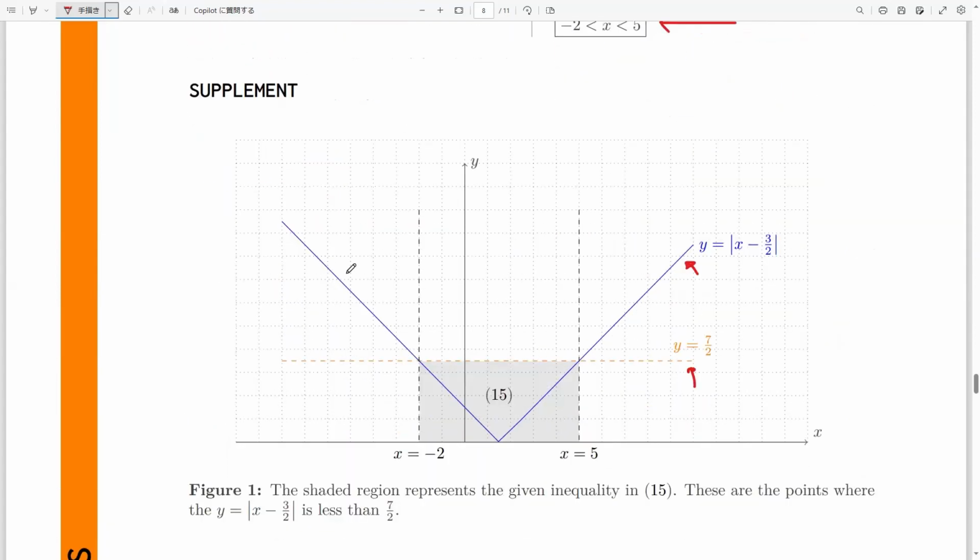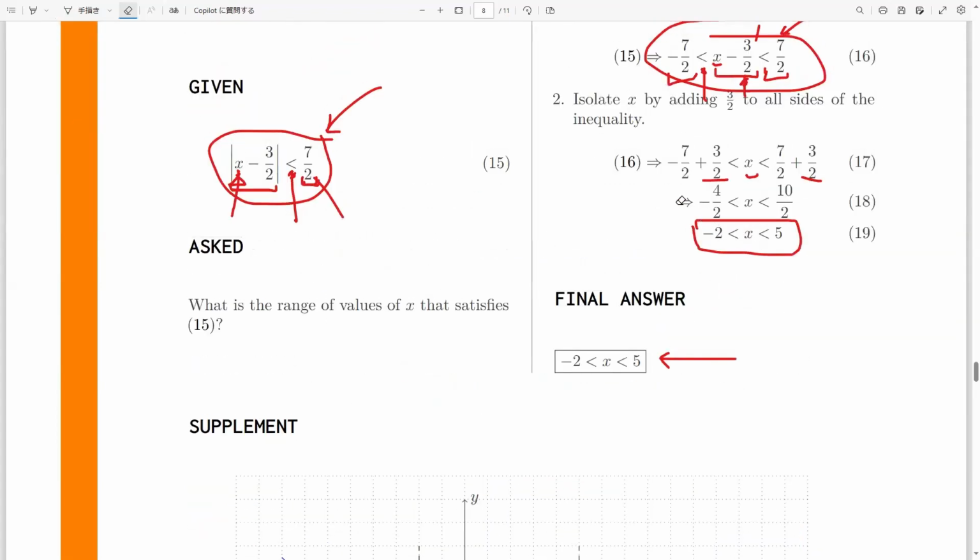So that means we're looking for the parts of this absolute value graph that is below the 7/2 line. And the 7/2 line is this bit here. So below that is this part, all right? This part. You see that part? And so because that's below the orange bit, that set of x in that region where we shade gray, that's our solution. And that happens to be between x equals -2 and x equals 5. And that's exactly the same as what we got here in our answer.